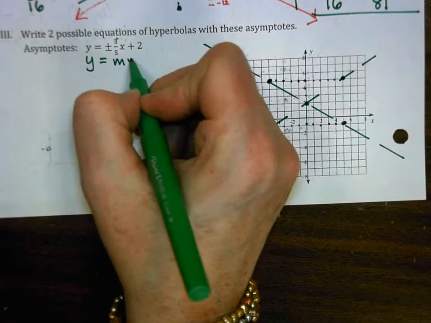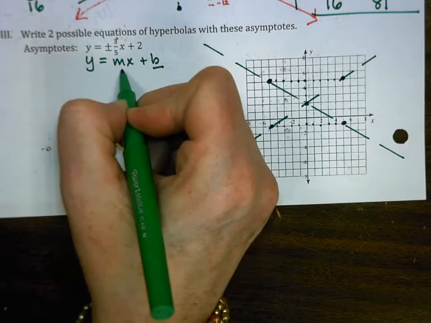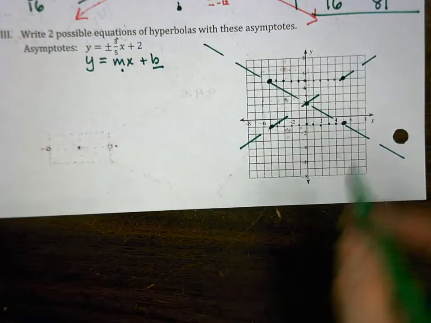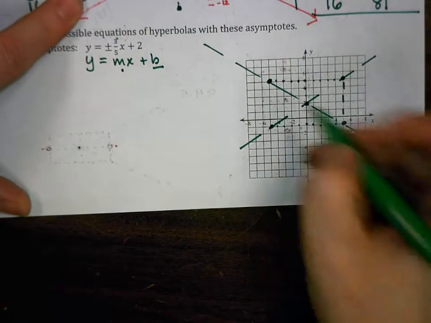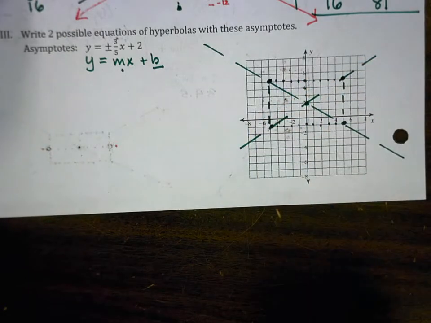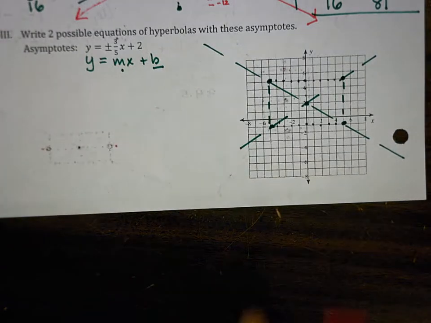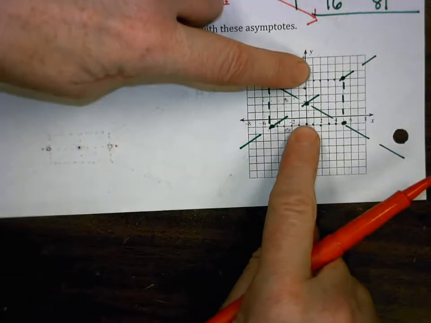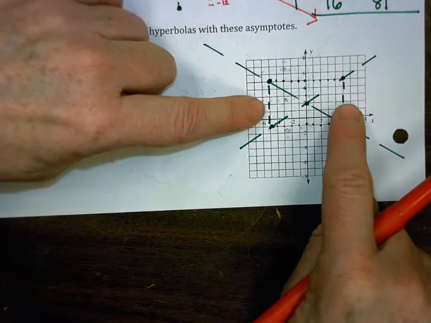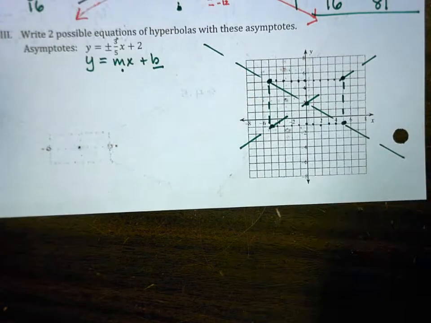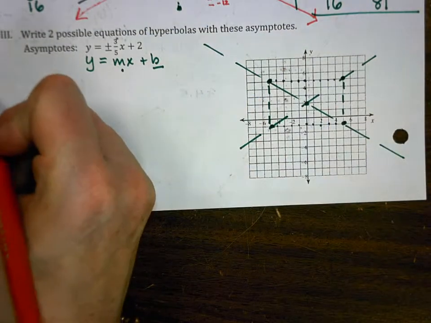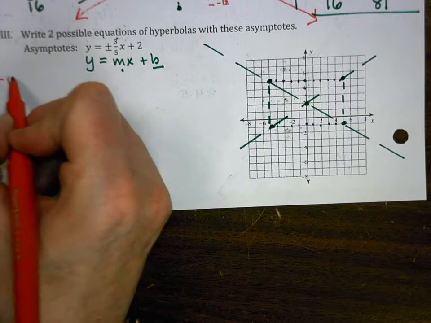You can plot a line, y equals mx plus b. Plot the b, then plot the slope. So we've got our box. We want two possible equations of the hyperbola. So we don't know if the vertices are here and here, so it's vertical, or here and here, so it's horizontal. So those are our two possibilities.